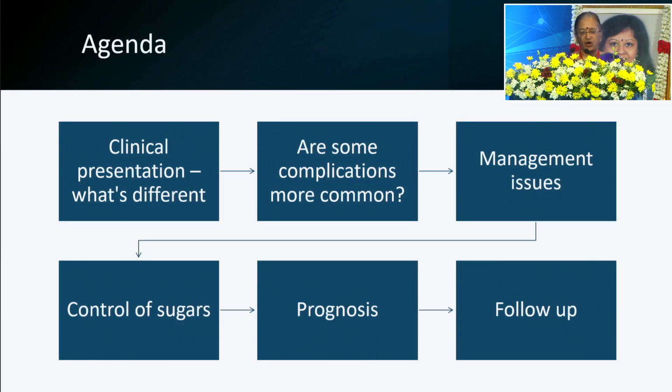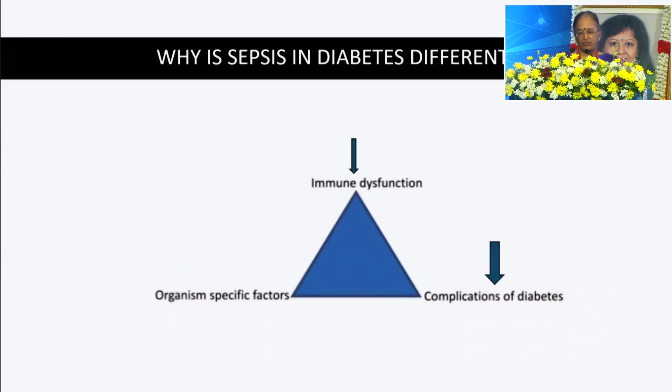So in this talk, we will go through the clinical presentation in diabetes. Remember, I am only differentiating diabetes from non-diabetes sepsis. So what is different in the clinical presentation? Are some complications common? What are the management issues? How do we control the sugars in sepsis in diabetes? What's the prognosis and what's the follow-up?